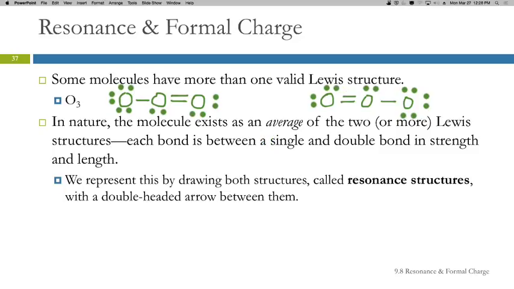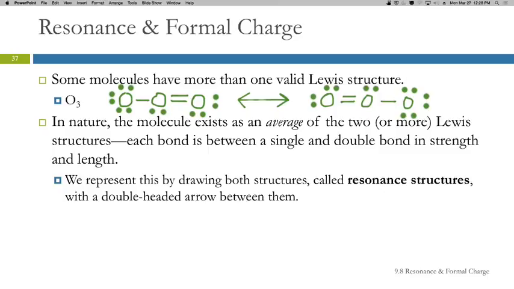So you could think of it as being a 1.5 bond between these 2 oxygens and a 1.5 bond between those 2 oxygens. How do we draw that in a Lewis structure? We don't. You can't. So what we do is we draw both of the structures and then we put a double-headed arrow between them. This double-headed arrow, I was actually supposed to draw this whole thing down here. I didn't realize that. The double-headed arrow tells us that we have 2 resonance structures and that the actual molecule is an average of those.